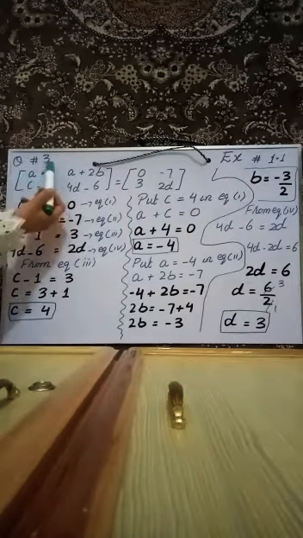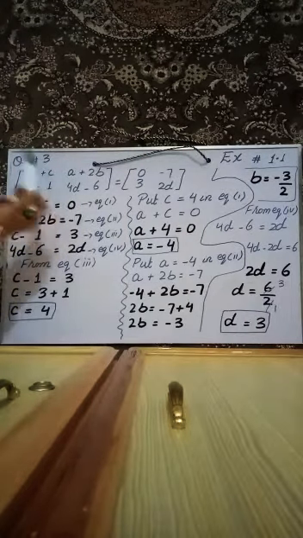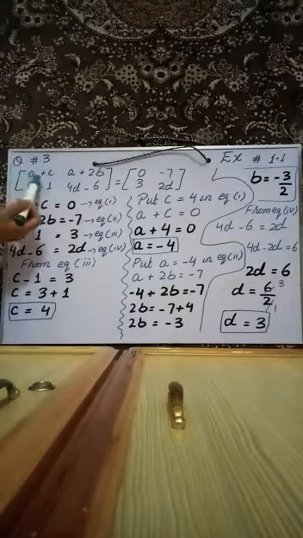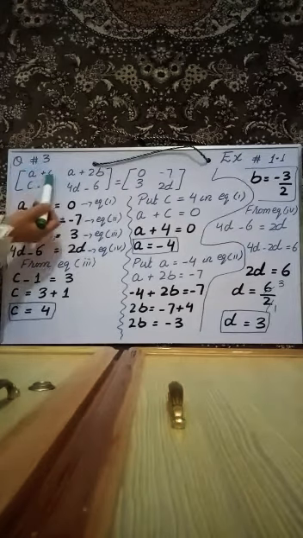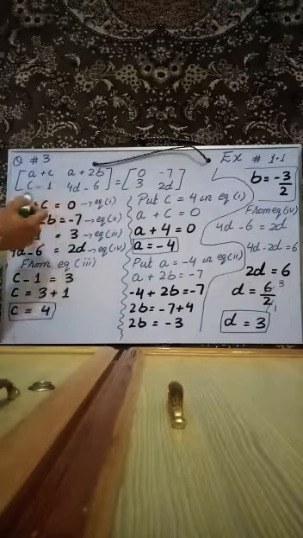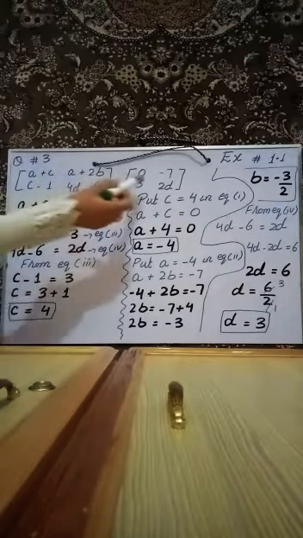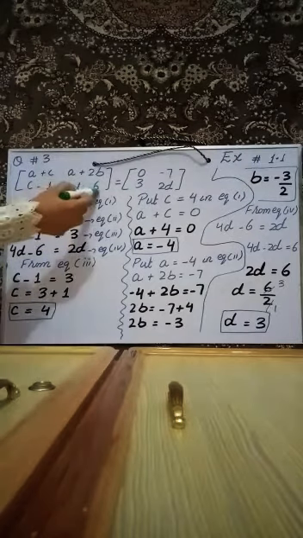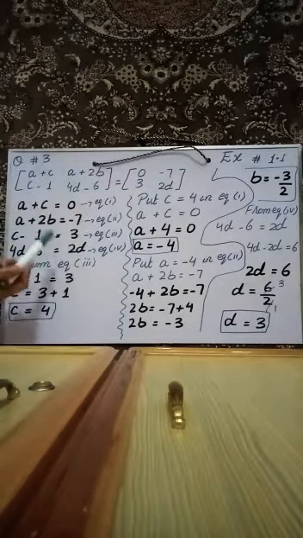But why are these not the same? Because here A and C are unknown. So we have to find such values of A and C that if we add them, the answer should be 0. Same is the case here, where it should be 3. Here, after solution, it should be -7, and here it should be 2D. So let's solve it.